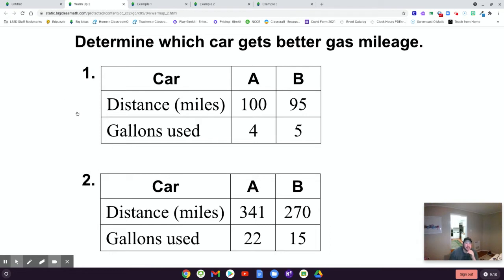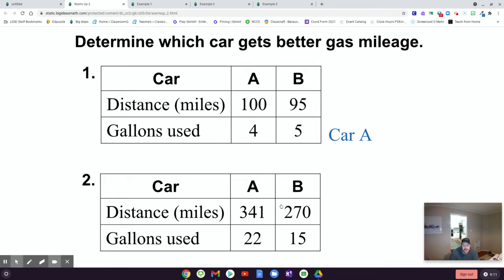For number one here, we have car A that goes a distance of 100 miles in 4 gallons. And then we have car B that goes 95 miles in 5 gallons. Which of these cars do you think has the better gas mileage? All right, if you said car A, you are correct. This gets 25 miles per gallon, whereas car B gets 19 miles per gallon. So this one, if you find the unit rate, is easier to compare those two.